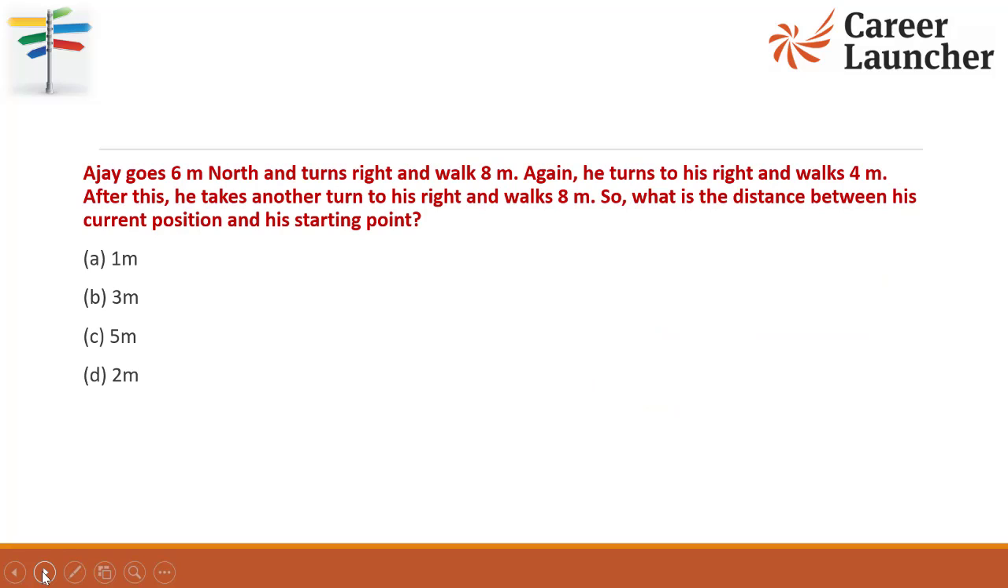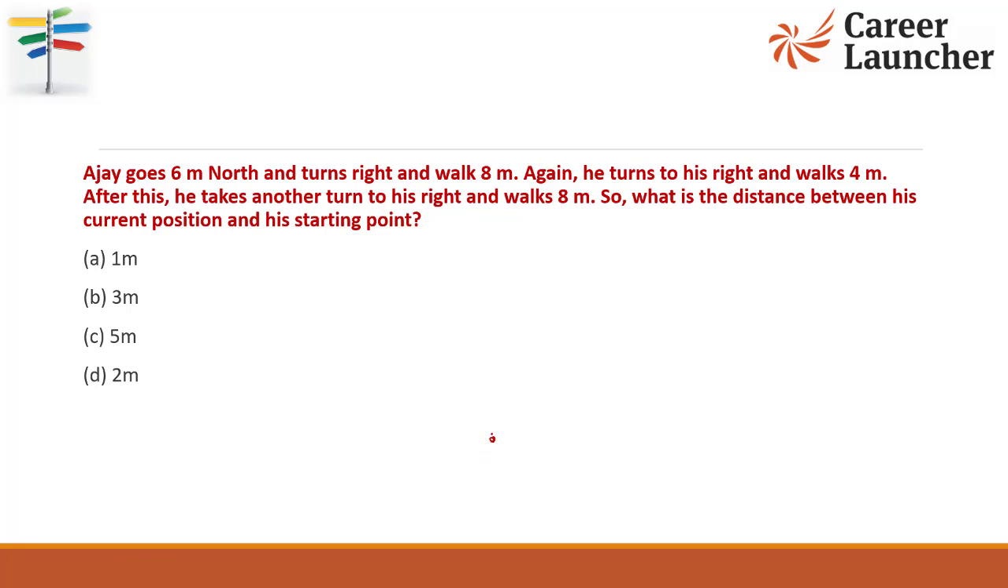Let's have a look at another question. Ajay goes 6 meter north and turns right and walks 8 meter. Again he turns to his right and walks 4 meter. After this he takes another turn to his right and walks 8 meter. So what is the distance between his current position and his starting position? Okay. So we'll plot the diagram.